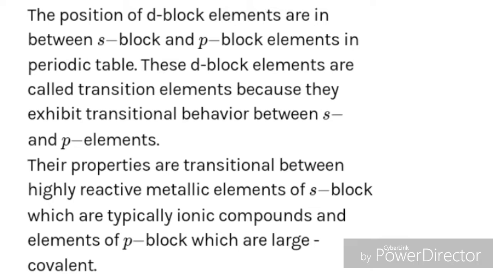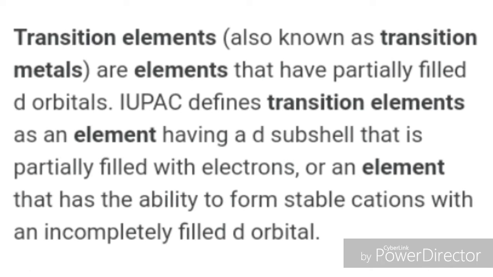Elements of D block are all metals. They form colored ions, they exhibit variable valency, they show paramagnetism, and often they are used as catalysts.